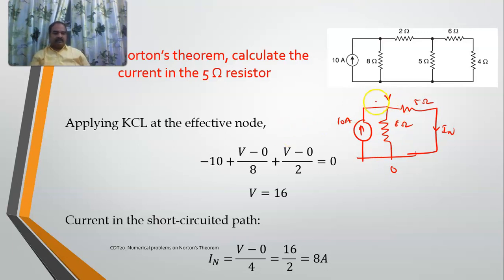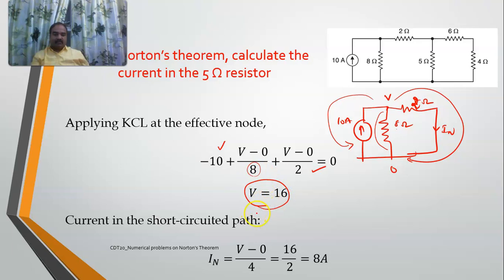So how many paths do I have? This is one path. There is already a current here, minus 10, incoming current. This is V minus 0 by 8. This is V minus 0 by 5. Sorry, this is V minus 0 by 2 ohms, right? Okay. So if I solve this, the LCM is 8 and I will get V is equal to 16 volts.